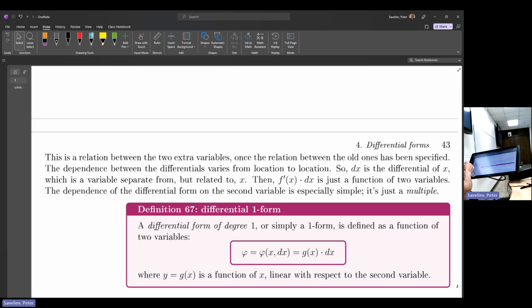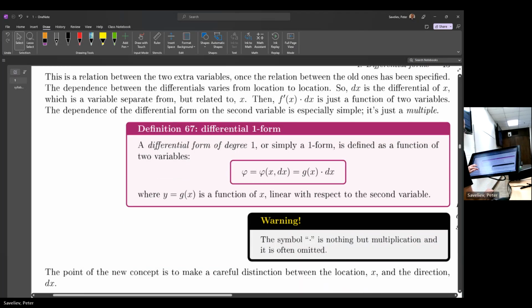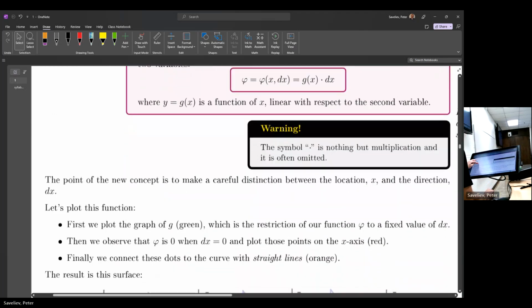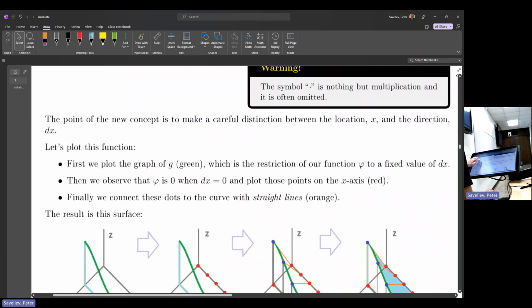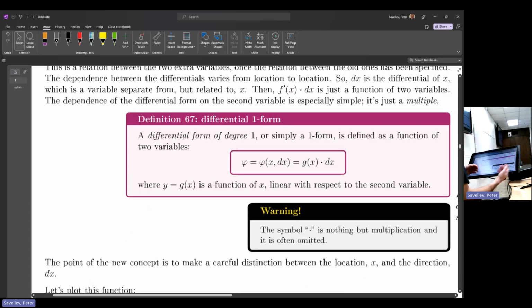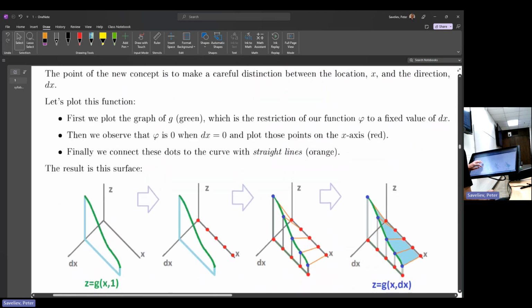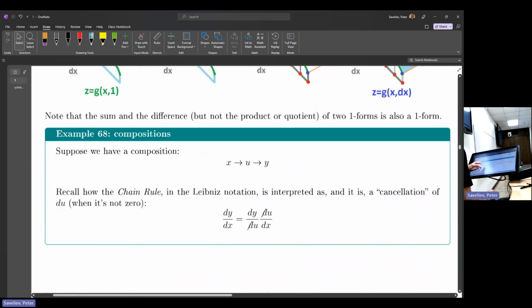So that's the differential form of degree one, some function of x multiplied by dx, and that's what is being integrated. It's literally a function of two variables. If you haven't seen functions of two variables, then that might not help, but it is surely helpful if you have.